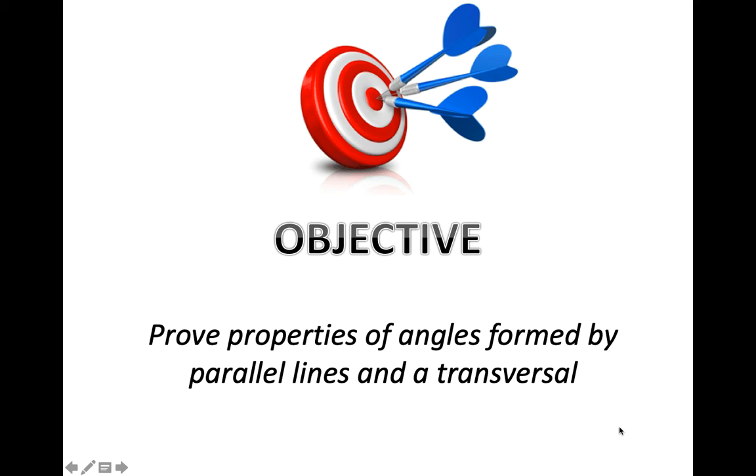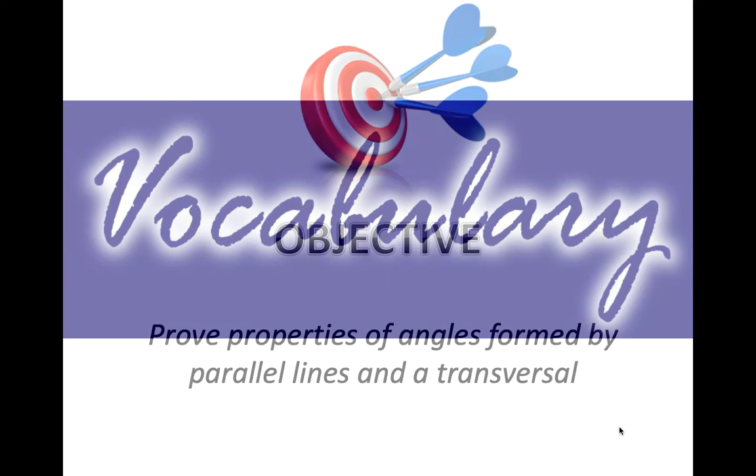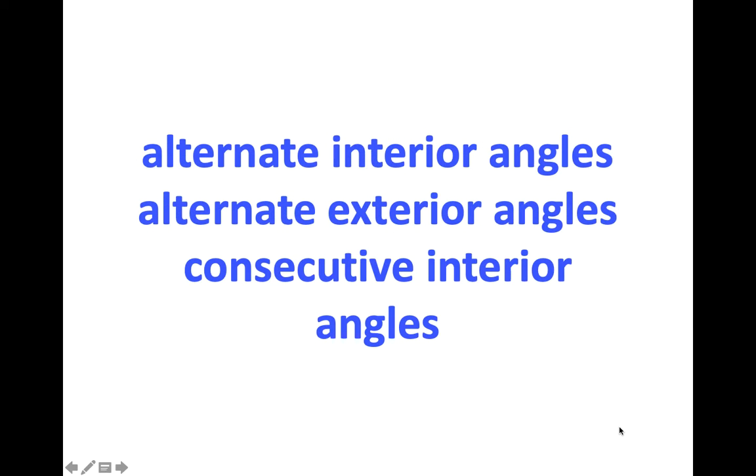In the first one, we took some time to figure out what the relationships were for the properties of angles. And now I want to take a look at how we go about proving that to be true in mathematics. The vocabulary is consistent. We're still talking about alternate interior angles, alternate exterior angles, and consecutive interior angles.